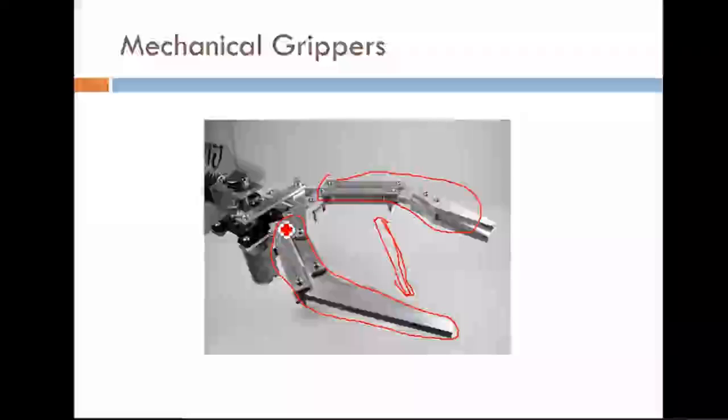Okay, here is a new word: jaw. Jaw means this finger is called a jaw in robotic language.